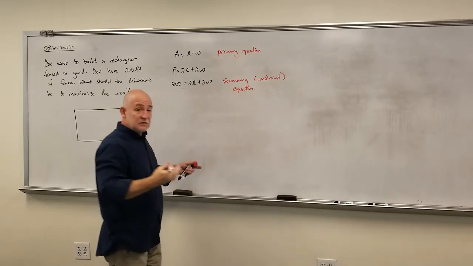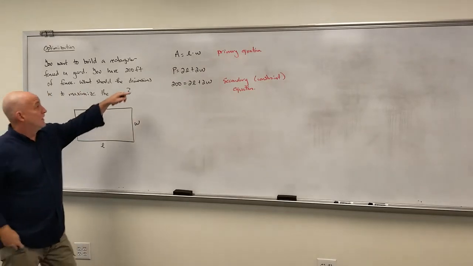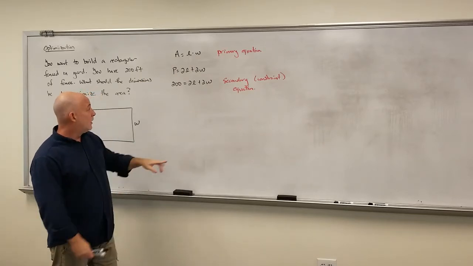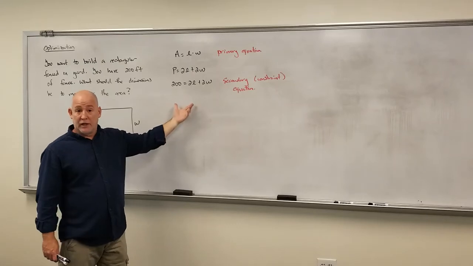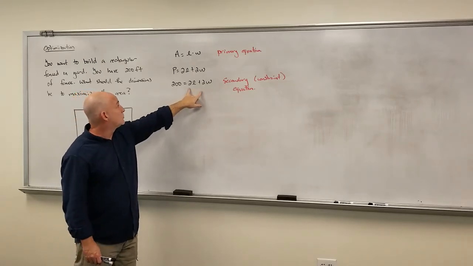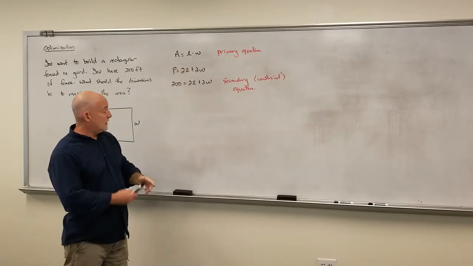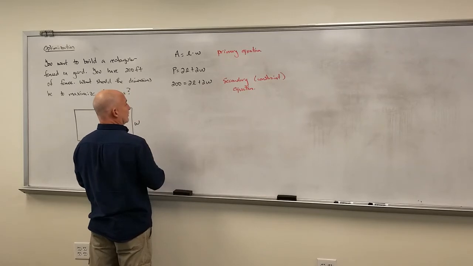Now, this equation is actually going to be really, really helpful for us, because this is the one that's going to help us get our original equation, our primary equation, down to one letter. So take your secondary equation and solve for one of the letters in there. Notice our constraint equation and our area equation have the same letters in them, right? So take this and solve for either length or width. I'm going to solve for length.